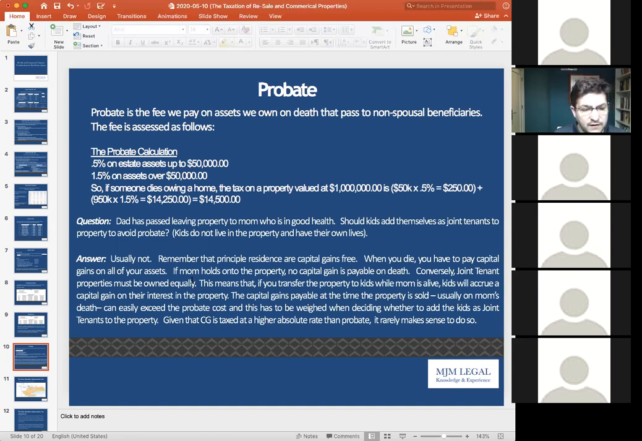So Jesse just wrote, if the property is a rental and goes up in value, upon mother's death, child becomes the sole owner. Mother's share capital gain, will that be taxed against mother's estate in her terminal tax return? I'm just going to read it one more time. Sorry, Jesse. If the property is a rental and goes up in value, upon mother's death, child becomes sole owner. Mother's share of capital gains is 50%. Will that be taxed against mother's estate on her terminal tax return?